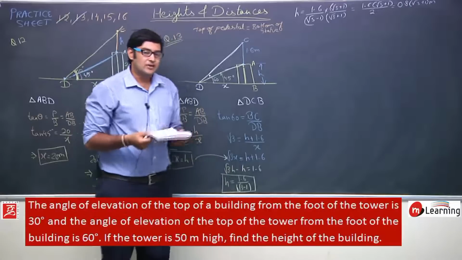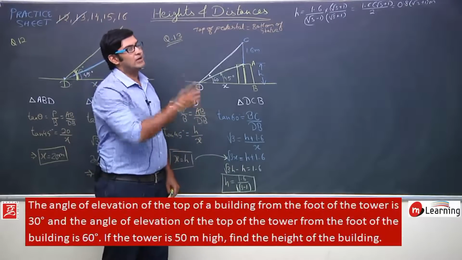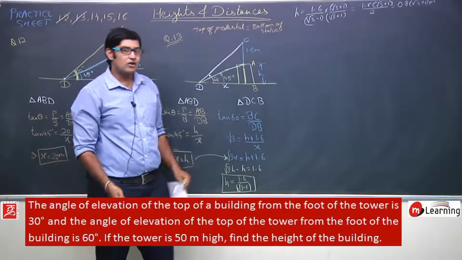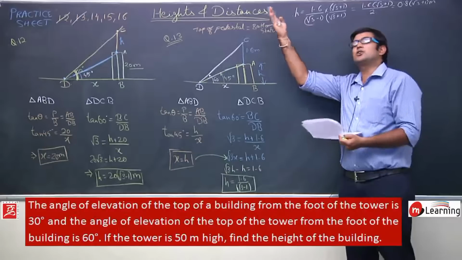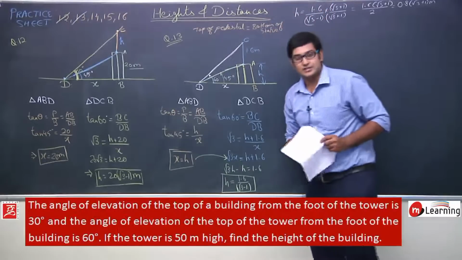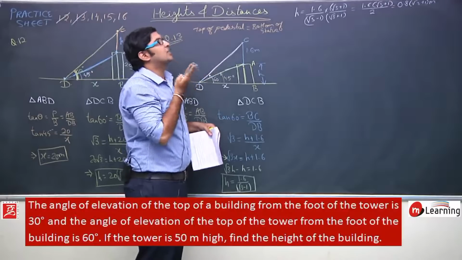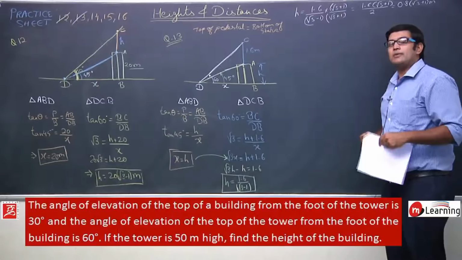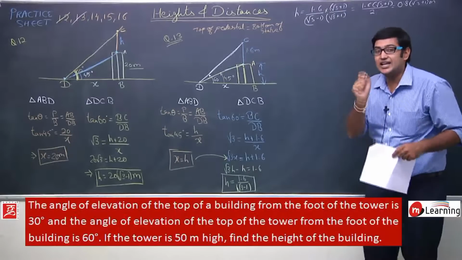So it says that I am standing near the foot of the tower and observing a building, and the top of the building has an angle of elevation of 30 degrees. Now if I shift to the building and observe the tower, the angle of elevation of the top of the tower is 60 degrees. So try to understand the relation. I am standing near a tower and observing a building, so I need to move my head 30 degrees up. Now if I shift my position, I come to the building, and from here if I observe the tower, I need to move my head 60 degrees.